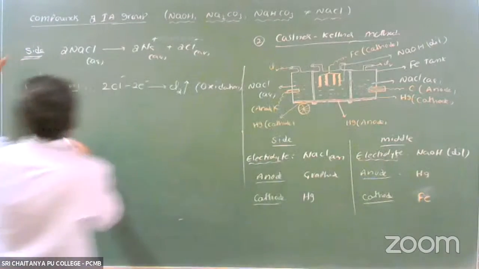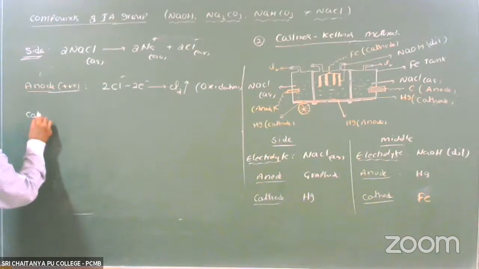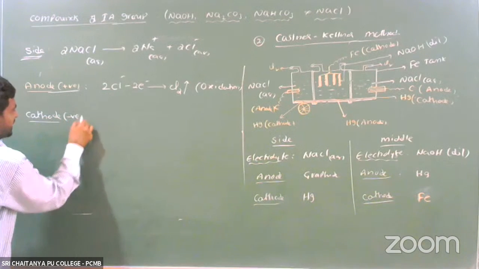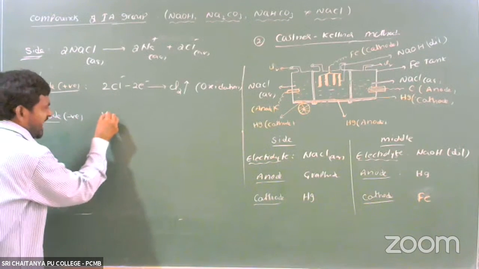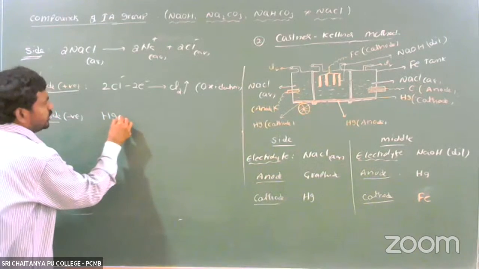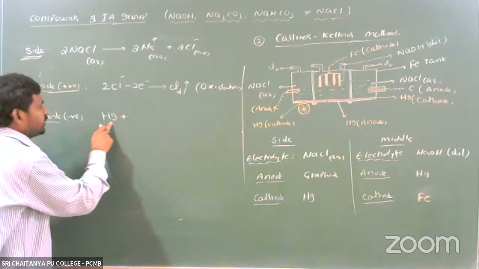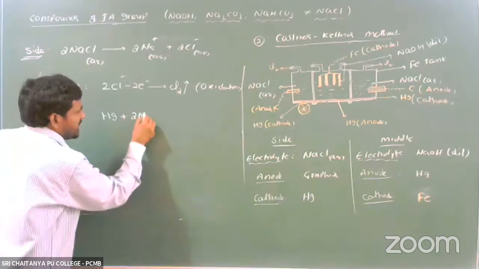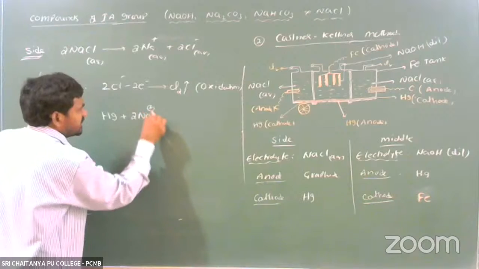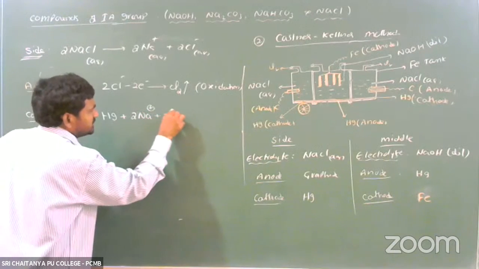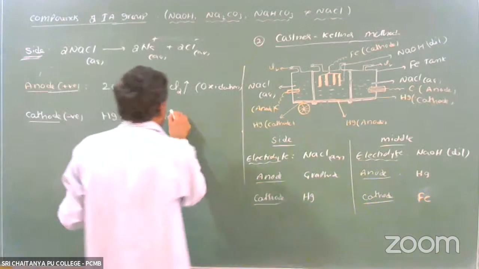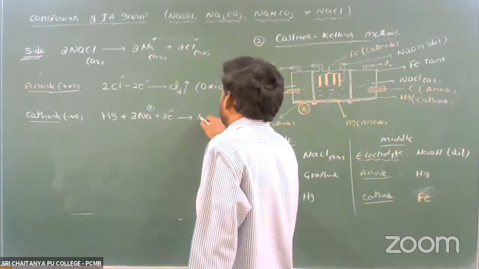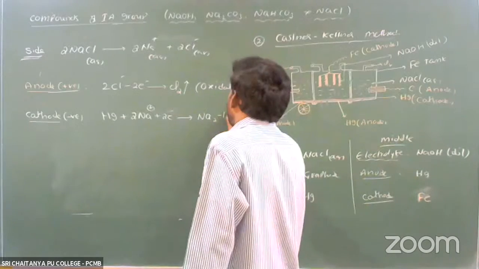The next one, what is the reaction that takes place at cathode? Cathode is the negative electrode. Here mercury acts as cathode. Reduction reaction takes place at cathode. So 2 Na plus ions gain 2 electrons and form sodium atoms. Sodium combines with mercury and forms sodium amalgam.